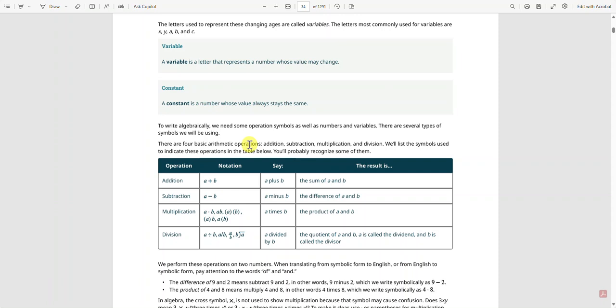And notice the difference between the word arithmetic and the word algebra. Arithmetic has to deal with specific quantities that are known. We add 6 plus 4. That's what we do in arithmetic. We multiply 6 times 2. We divide 18 by 3.